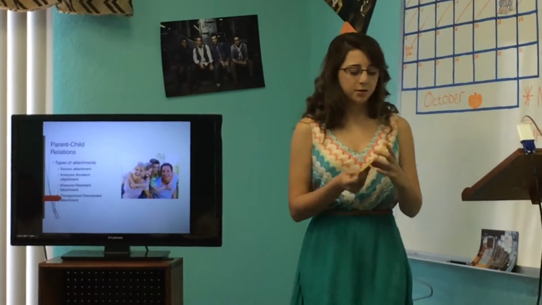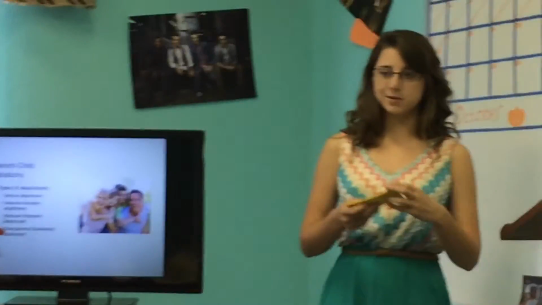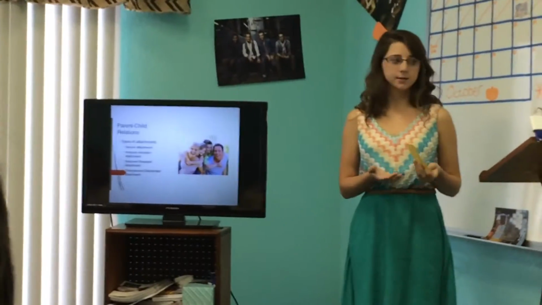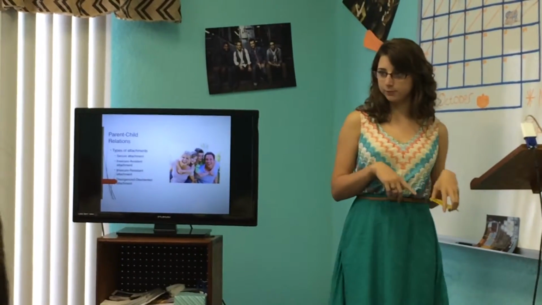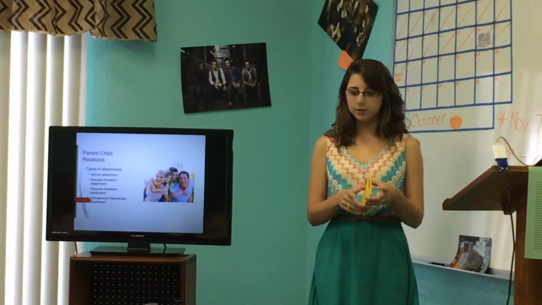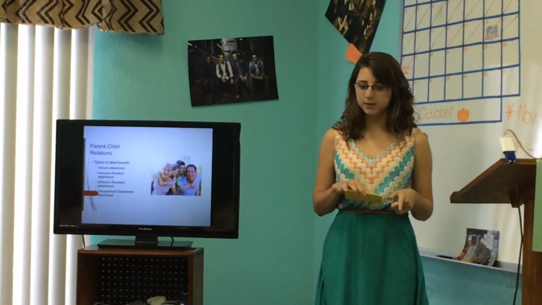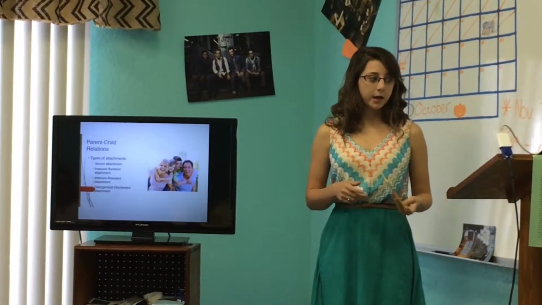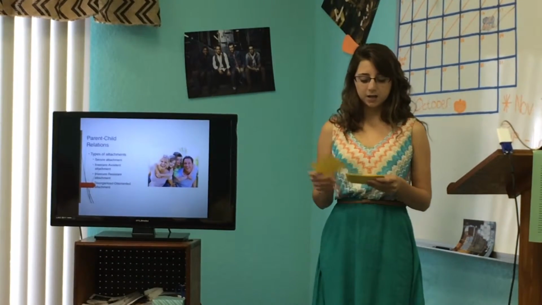Alright, so this is how Bowlby's experiment went down. There's a parent and a child playing in a room. The parent would leave, and they would see how the child would react. Another adult would come into the room, and they would see how the child would react. Then that adult would leave, and the parent would once again come back, and they would see how the child reacted once again to the parent. And that's how they came up with the 4 types of attachments.